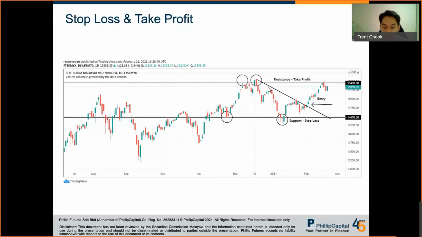Okay, I've drawn circles here to show you why I believe this is the line of best fit for support and resistance, based on these two bounces where the price cannot go higher. This is one example trade you can use for FM70, and also how to identify your stop loss and take profit.